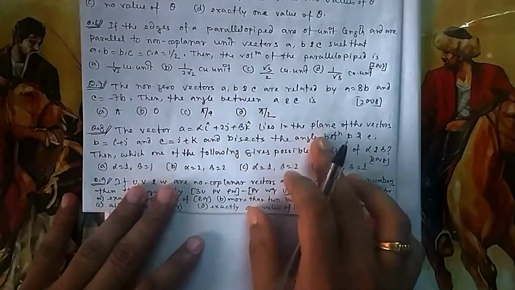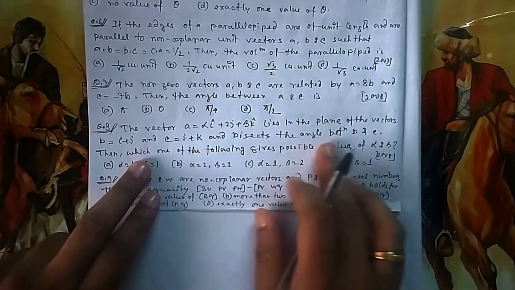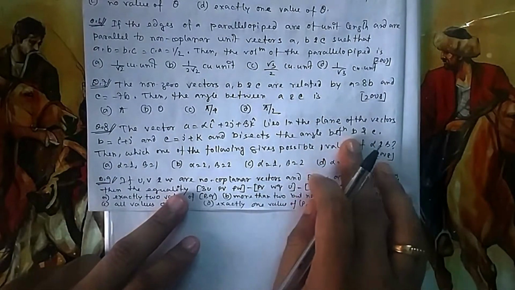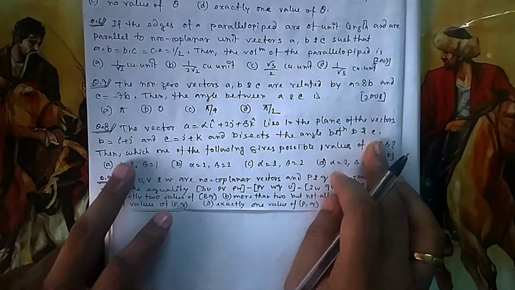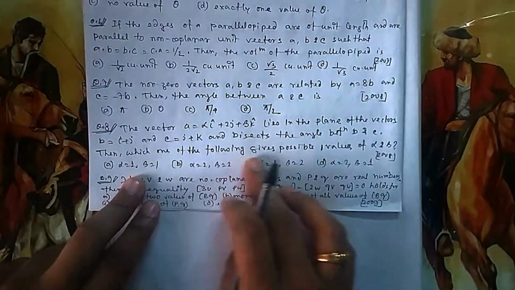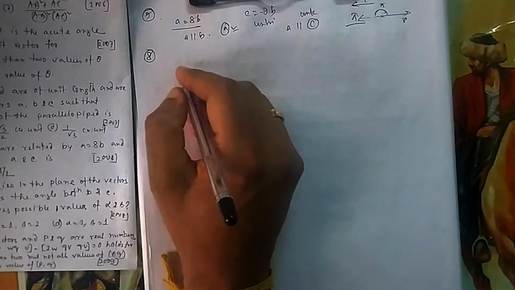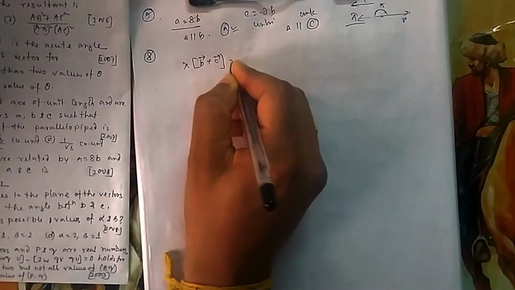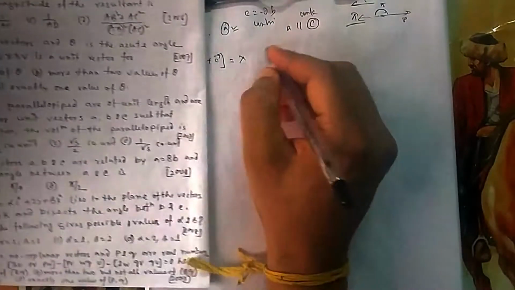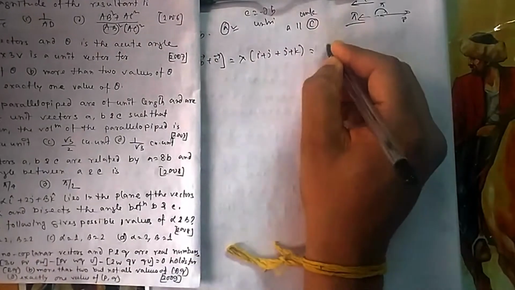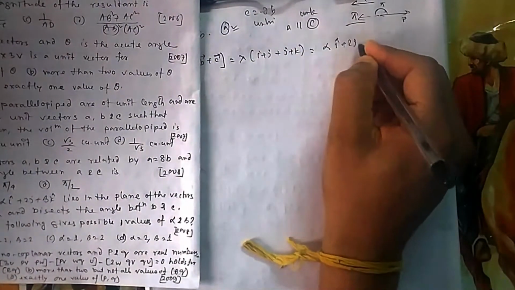The vector lies in the plane of the vectors B and C and bisects the angle between B and C. So I told you how to find the direction of the angle bisector of B and C. It is simply the resultant, B plus C. Which of the following gives the possible values of alpha, beta? The angle bisector of B and C is lambda times (B plus C). So here it will be lambda into (I plus J plus J plus K), which should be equal to alpha I plus 2J plus beta K.